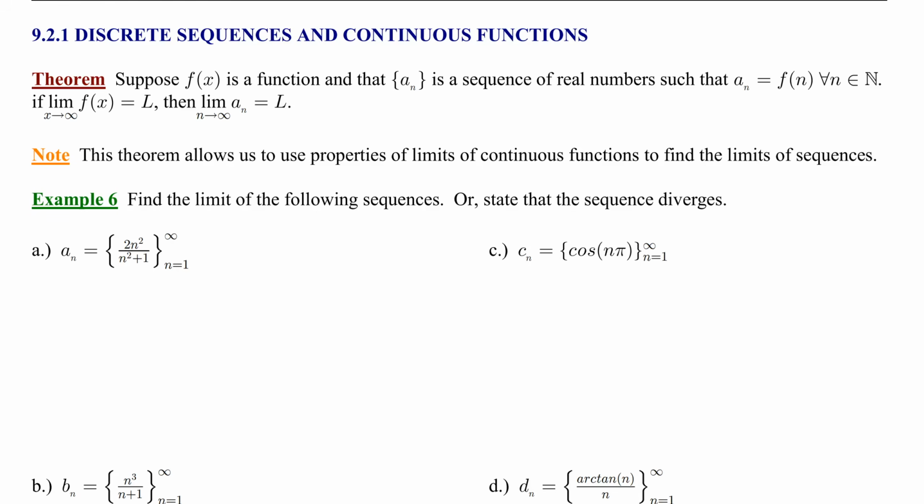Here's the theorem. Suppose f of x is a function and that a sub n is a sequence of real numbers. So pausing right there, we're dealing with something called a continuous function. Just for explanation purposes, let's imagine a continuous function. Maybe the graph of f of x does something like this. Now, on top of the graph of this continuous function, we could locate similar terms of the sequence.